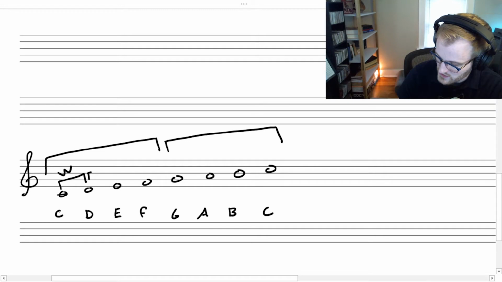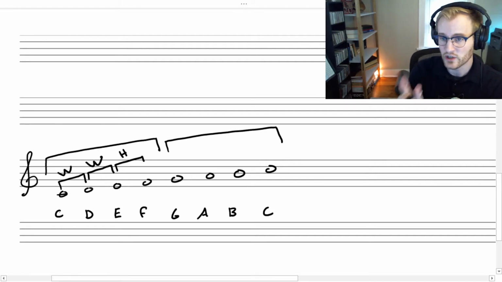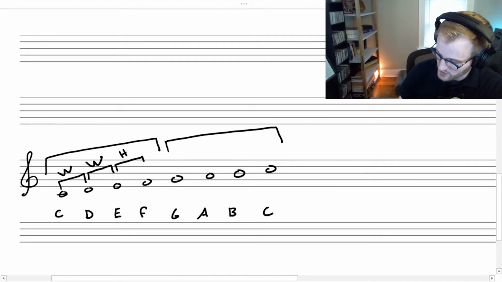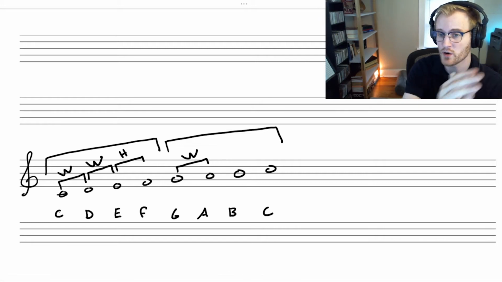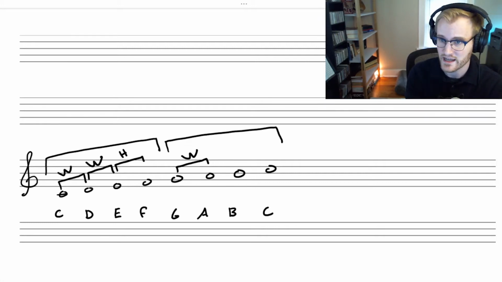We can say that the distance from D to E is also a whole step. And then the distance from E to F is a half step. Now, as mentioned, look at the next 4 notes of the scale. And we could also say that from G to A is a whole step. And again, if you look at a keyboard, you'll see that there's a little black key between G and A. We could have G sharp or A flat. So that's why it is a whole step, because it is 2 half steps.